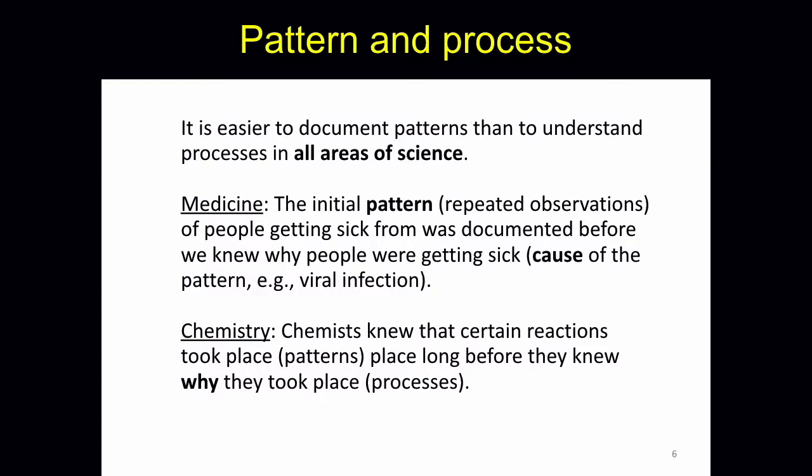Let's give an example from chemistry. Chemists have known, long before the modern discipline developed, that certain combinations of materials in the world produce particular reactions. That is, they got different products. But it took a long time before chemists understood why those particular combinations were causing particular outcomes.